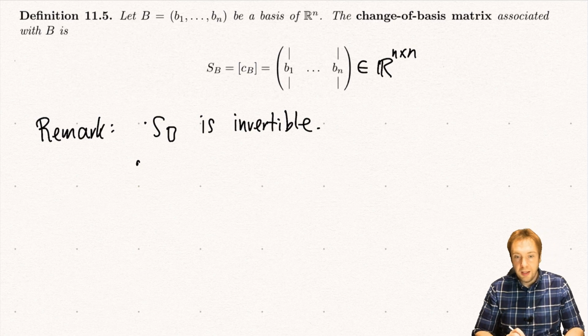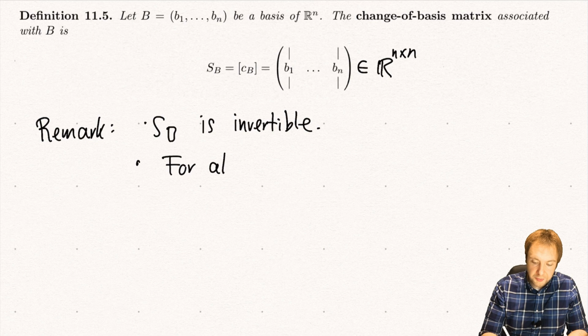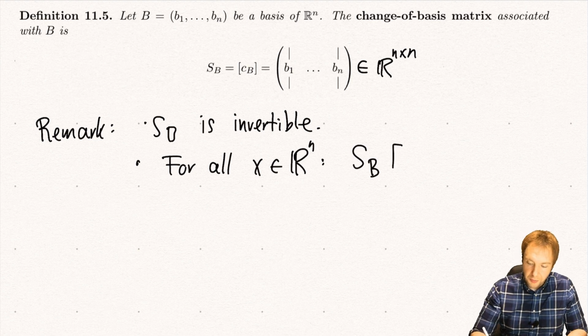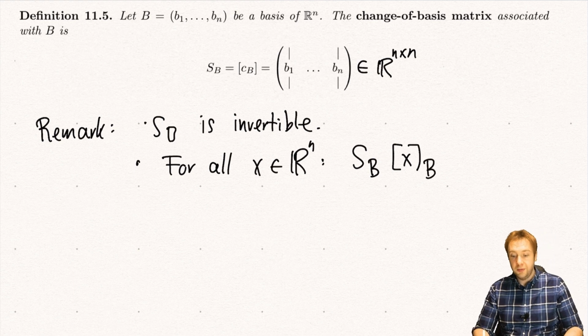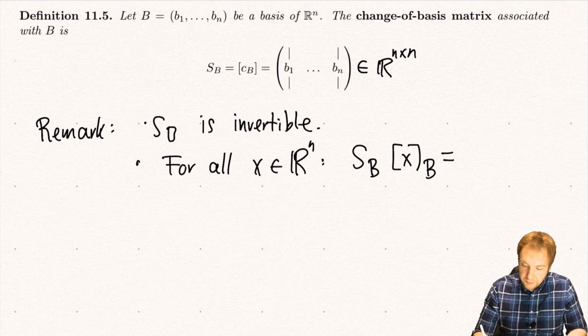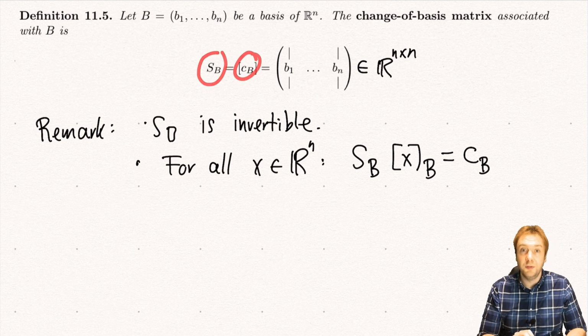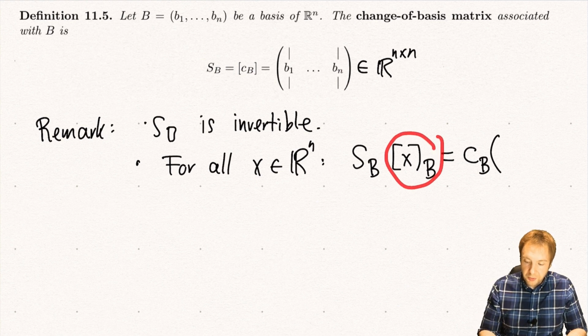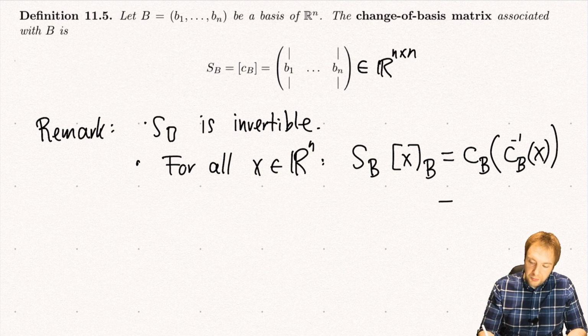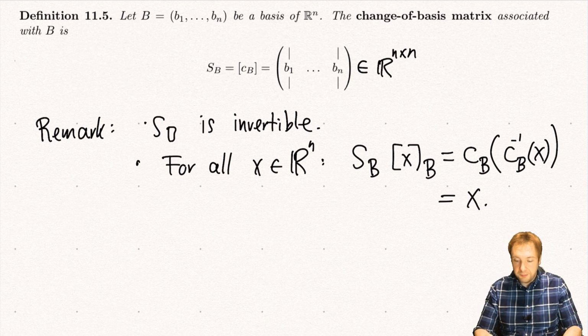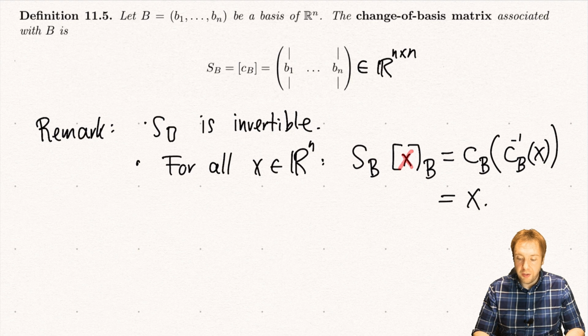So this is the first statement, and the second statement is what we already saw: if I have an element x in Rn, and if I multiply this change of basis matrix with the coordinate vector of x with respect to the basis, well, what is this? If I multiply with the matrix SB, then this is just the same as applying the map CB, because SB is defined to be the matrix of CB, and the coordinate vector of some vector with respect to a basis B is given by the inverse of the coordinate map. So therefore, this just gives the vector x. So if I have a vector in Rn, and I write down the coordinate vector with respect to some basis B, if I multiply with this change of basis matrix, what I get back is the original vector x.